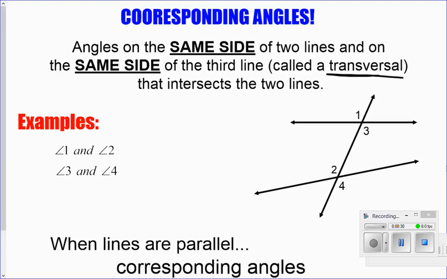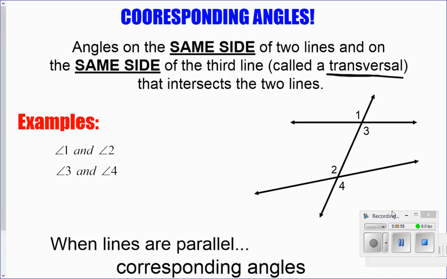Okay, so we have two lines that both intersect with another line. That third line is called the transversal. So when we have the transversal intersecting the two lines, there are different angles formed. And the angles that we're going to talk about are corresponding angles. So you can see they are angles that are on the same side of the two lines and on the same side of the third line that intersects the two lines.